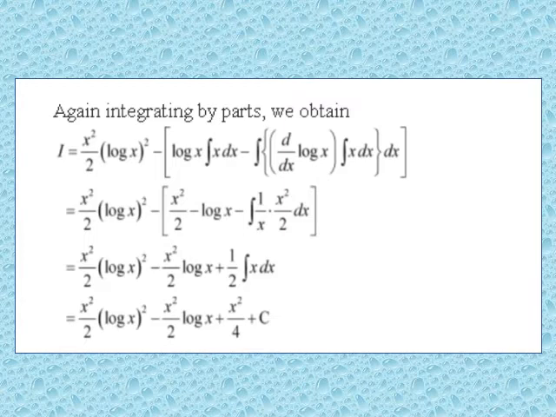So after simplification and integrating x, we will get x square upon 2 log x whole square minus x square upon 2 log x plus x square upon 4 plus constant of integration c. Clear? So pause and note down the solution.